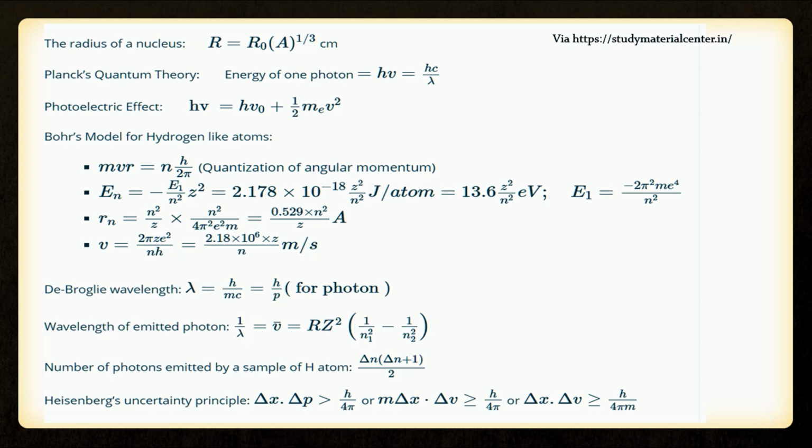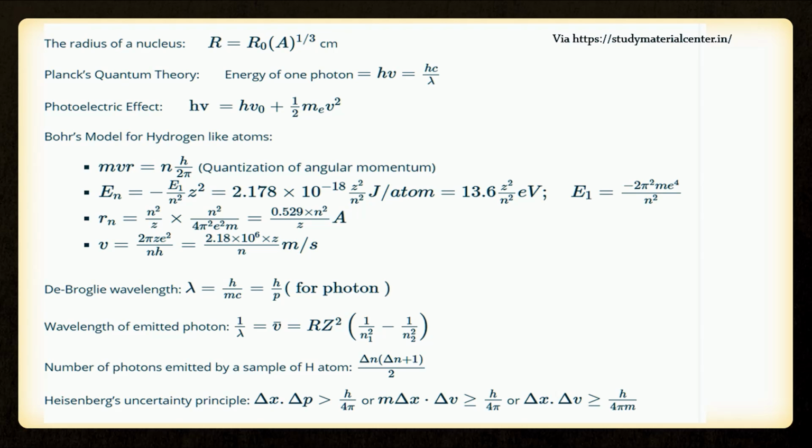The formulas used to solve these questions are as listed. Radius of a nucleus R is equal to R naught A to the power 1 by 3 centimeter. From Planck's quantum theory, energy of one photon is equal to h nu, which is equal to hc by lambda. According to the photoelectric effect, h nu is equal to h nu naught plus half m_e v square. From Bohr's model for hydrogen-like atoms, mvr is equal to nh by 2 pi, quantization of angular momentum.